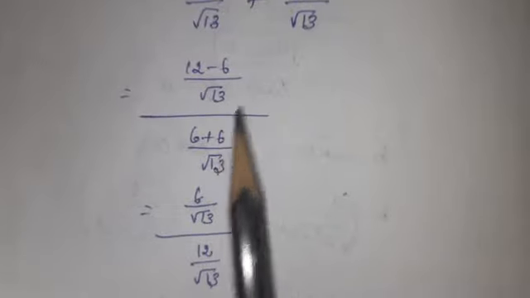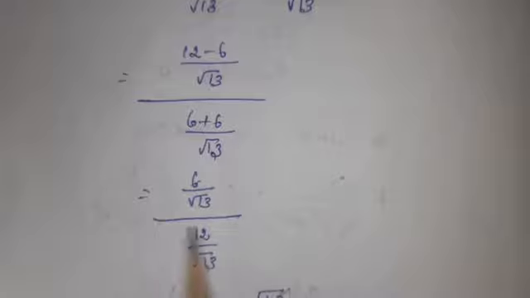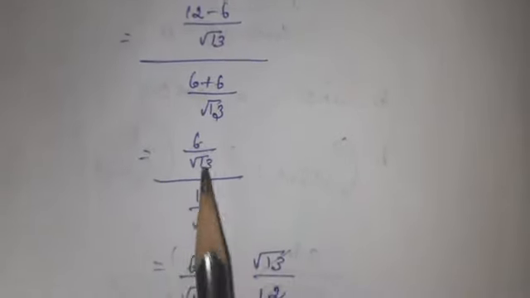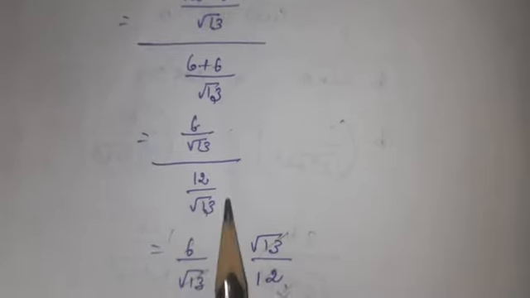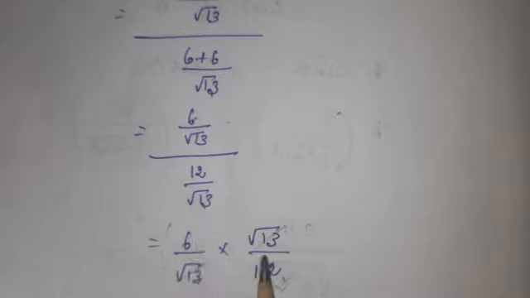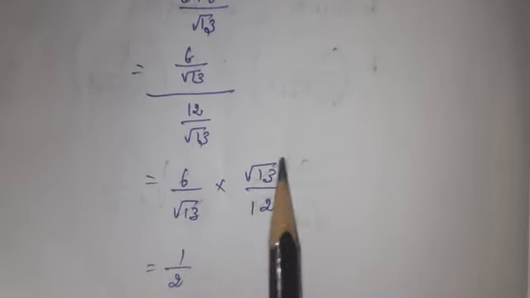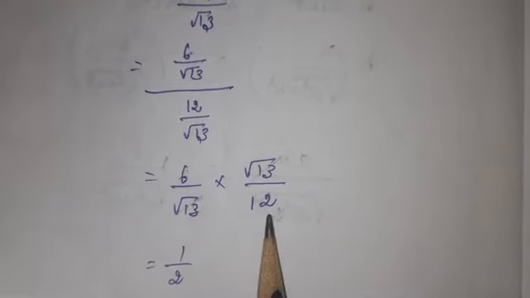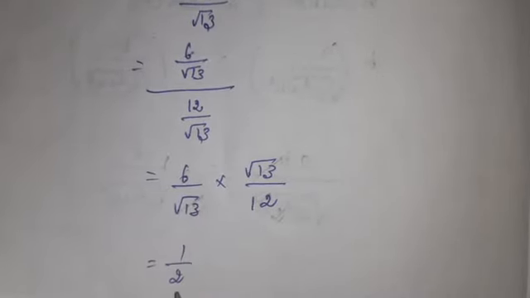Now simplify: 12 minus 6, 6 divided by root 13. The whole divided by 6 plus 6 is 12 divided by root 13. This 6 divided by root 13 into, here it will change to the reciprocal, root 13 divided by 12. Root 13 gets cancelled. In the 6 table it is 1 times, 12 is 2 times. So the answer is 1 divided by 2.